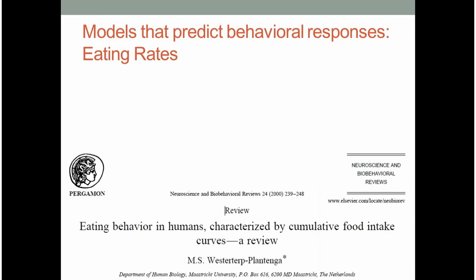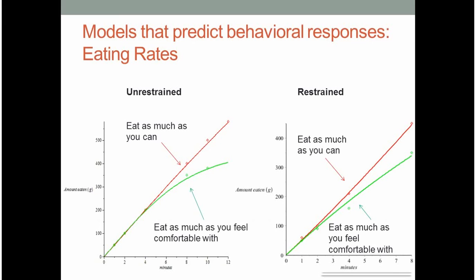So then we started looking at some data. We looked at Corby Martin's data. I'm not going to have probably time to show you what happened with that, but it was very fascinating. But we also looked at published data, and this paper by Westerterp-Plantenga was very interesting. It was a review on cumulative food intake curves, exactly what I was looking at. And in her study, she has published data from two groups of individuals. One were deemed unrestrained and one were deemed restrained.